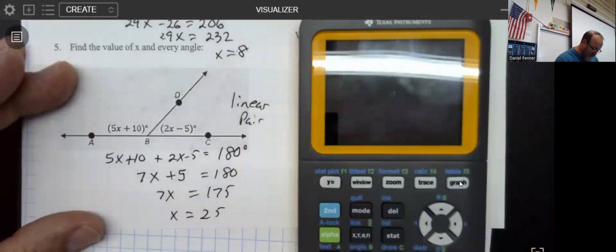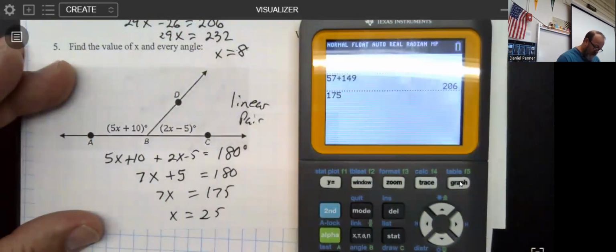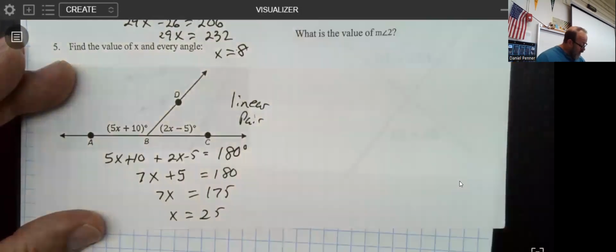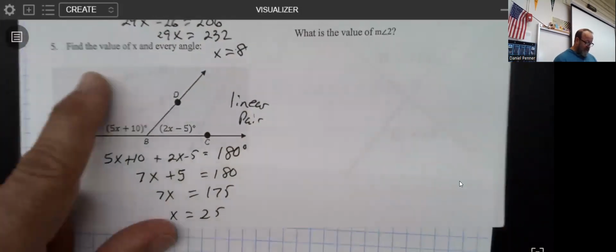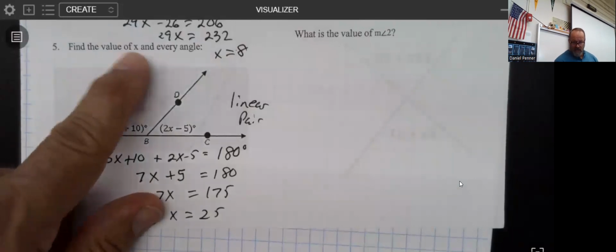Let's see, 175 divided by 7. I was thinking about money. 7 quarters would make $1.75. So that was good. And it says, oh, it says find x. I did it. Uh-oh. But it says and every angle.